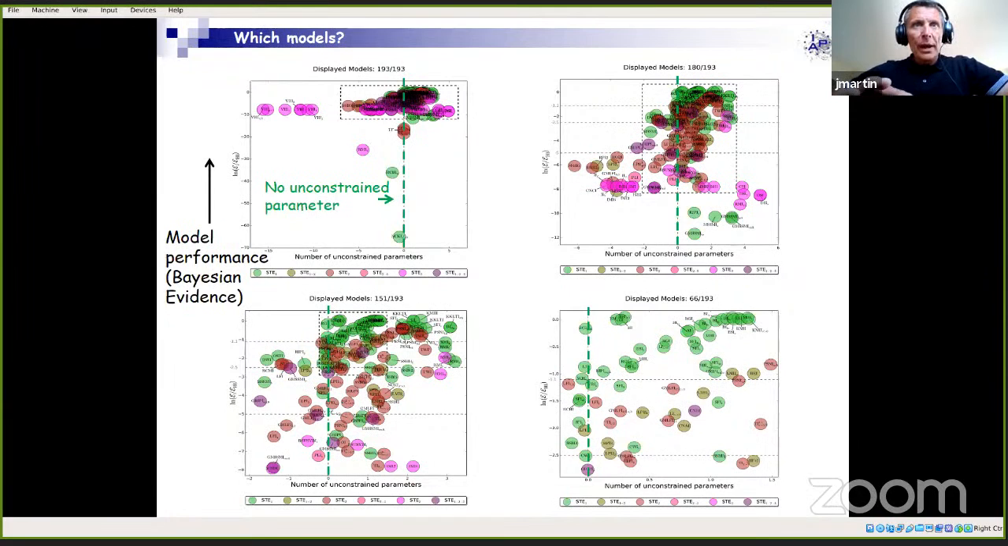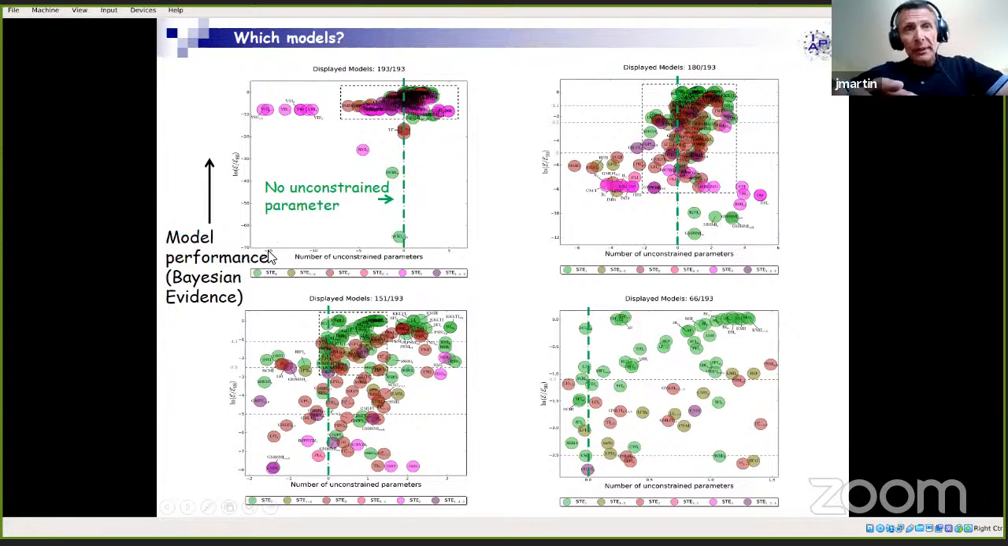This is a diagram where on the vertical axis you have the Bayesian evidence of a model. So the Bayesian evidence of a model is a quantity which tells you about the performance of a model, the ability of a model to fit the data without wasting parameter space. So the larger the Bayesian evidence, the better the model in some sense. So this means that good models should lie on the top of this diagram.